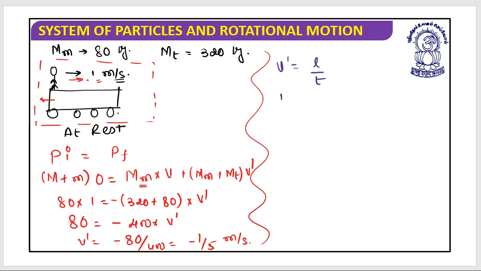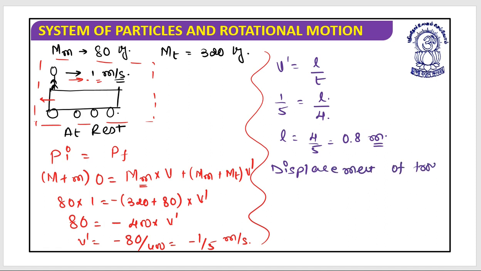So now velocity is equal to distance by time. The velocity is 1 by 5, distance we don't know, time is 4. So length is equal to 4 by 5, which is equal to 0.8 meter. This is the displacement of the trolley. Now let's find out the displacement of the person.